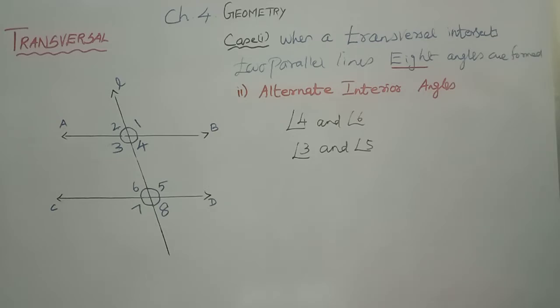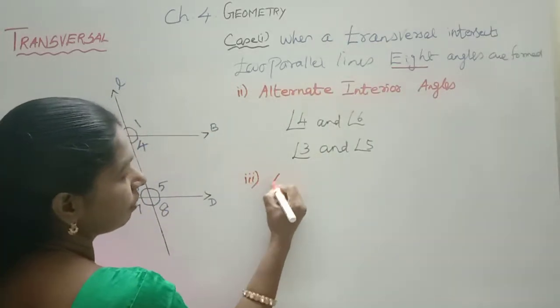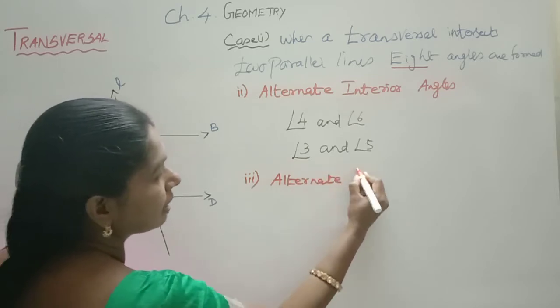Next, the third one is alternate exterior angles.